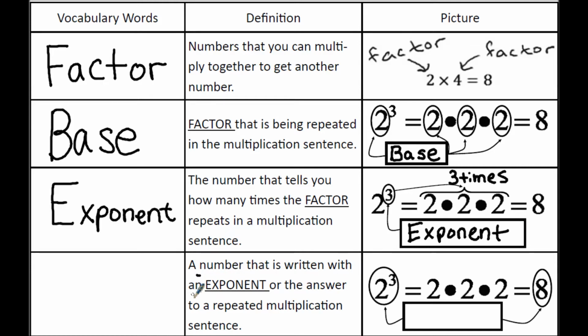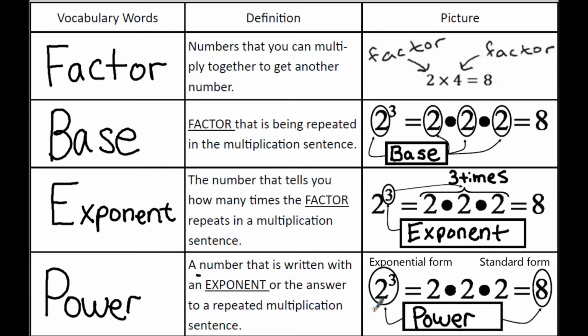A power is a number that is written with an exponent, or the answer to a repeated multiplication sentence. So 2 to the third power over here is expanded out, 2 times 2 times 2, which gives me 8. So 2 to the third and 8 are both called powers. So we can write it in exponential form. And 2 to the third is the power in exponential form. And we also have 8. This is our power in standard form. So 2 to the third equals 8. So those are both of our powers.